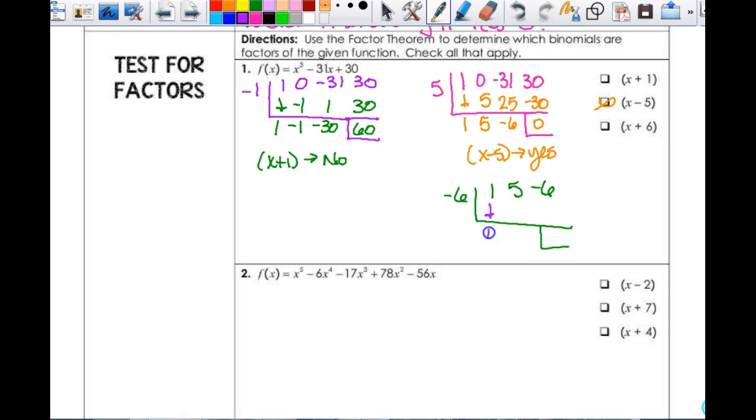Bring down my 1, and I get -6. This is going to be -1, 6, and 0. So for x plus 6, does that work? Yes. So here are 2 of the factors. And if you notice what you have left, this tells me this is x minus 1, right?